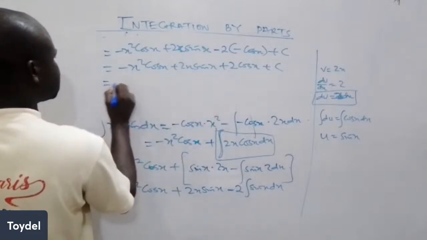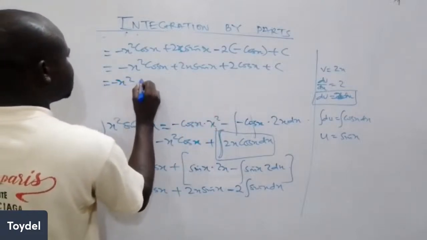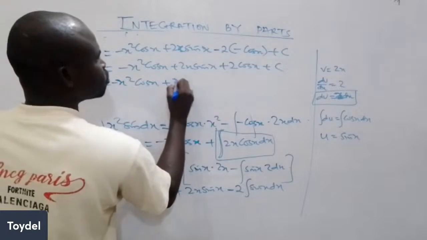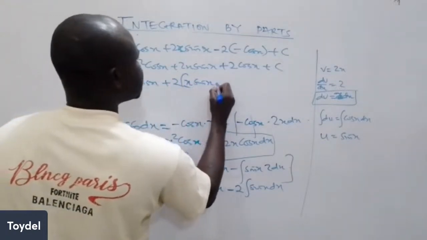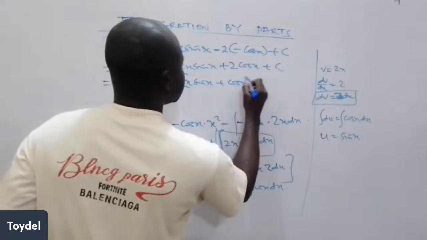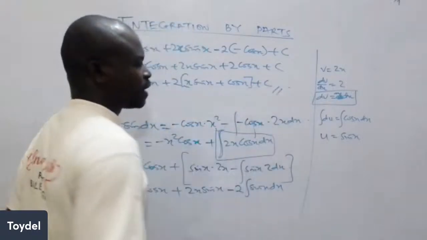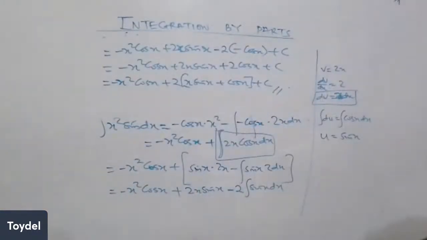in common? The only thing they have in common is minus x squared cos x plus 2. 2 is common. This is the only thing that's common. 2 into bracket x sine x plus cos x, then plus arbitrary constant. And that's the final answer that we are going to get here.